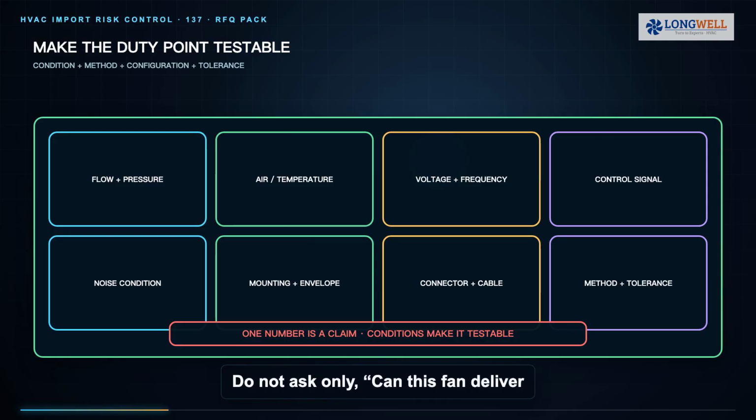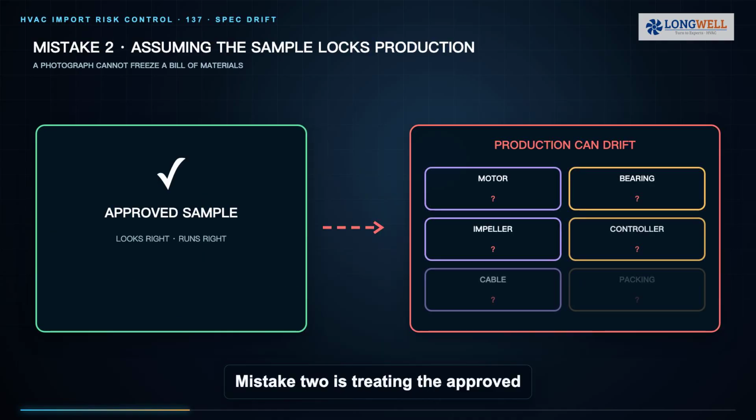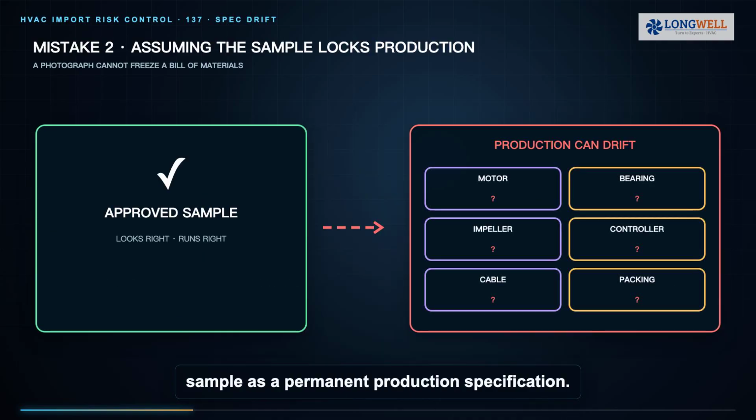Do not ask only, can this fan deliver the airflow? Ask, at this pressure, voltage, control signal, temperature, and installation condition, what evidence supports the result, and what tolerance applies to production units? Mistake 2 is treating the approved sample as a permanent production specification.